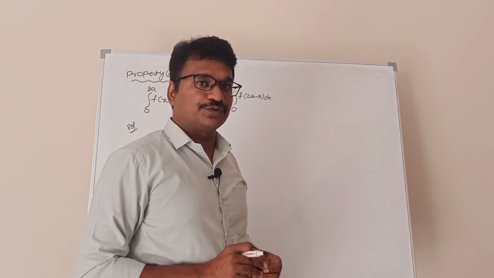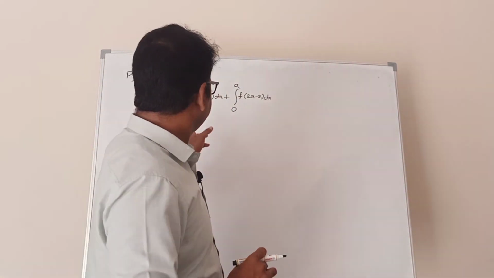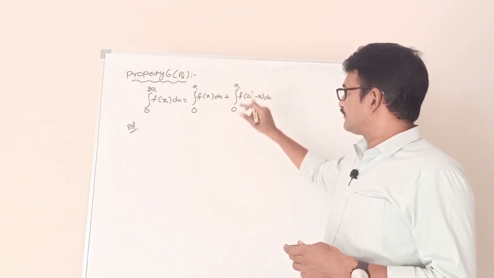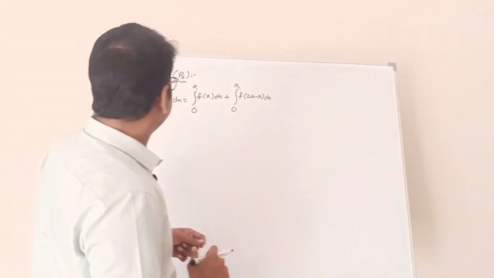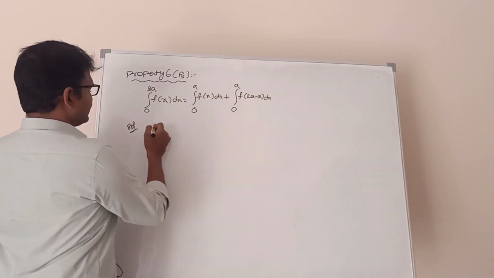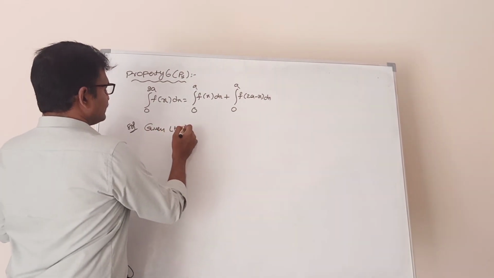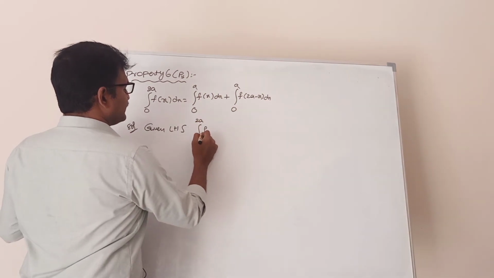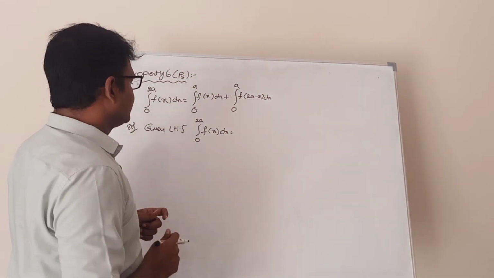This is property number 4. Integration of 0 to 2a f of x dx equal to integration of 0 to a f of x dx plus 0 to a f of 2a minus x dx. So if you observe this, given LHS is equal to 0 to 2a f of x dx.